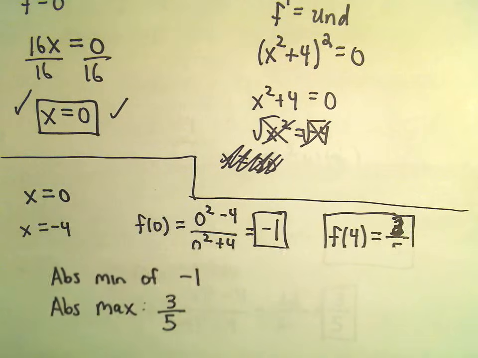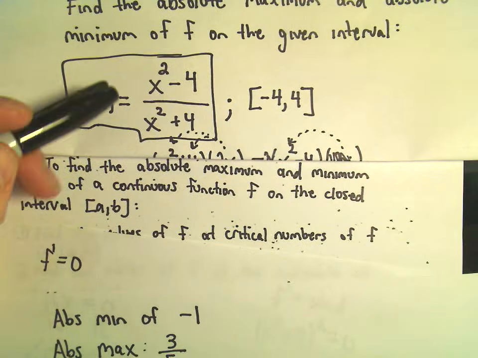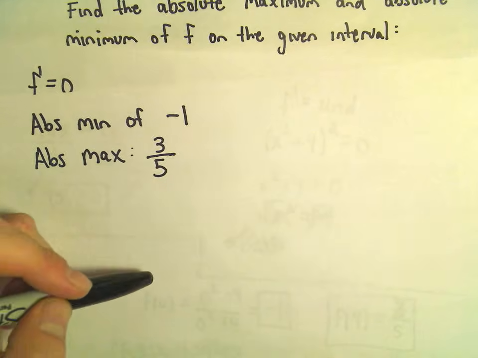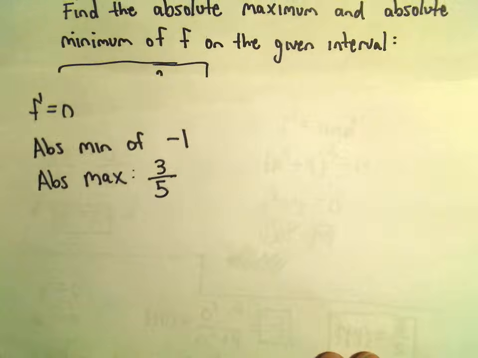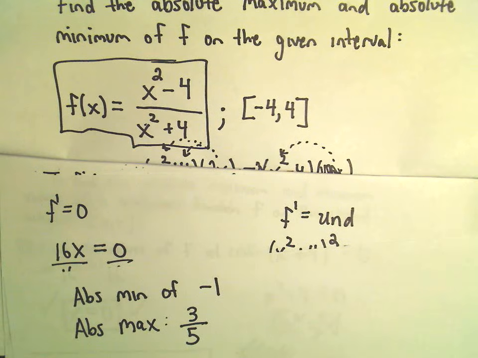So, nothing too crazy. It can be a little tedious, especially when the derivative gets worse and you're finding all these critical points. But you're just taking the critical points that fall in the interval along with the endpoints of the interval. You're plugging those back into the original function to get the maximum and the minimum.